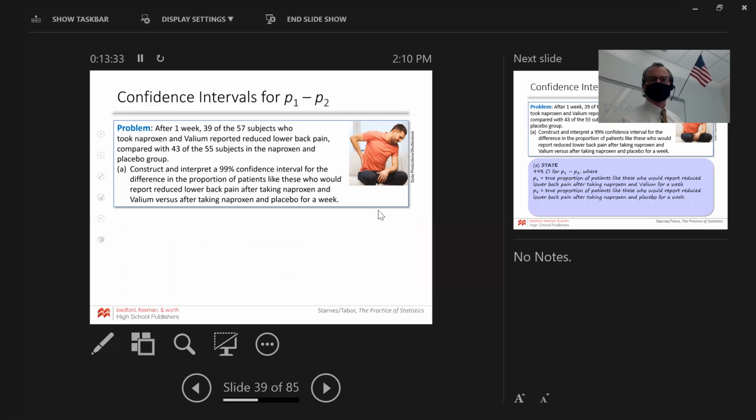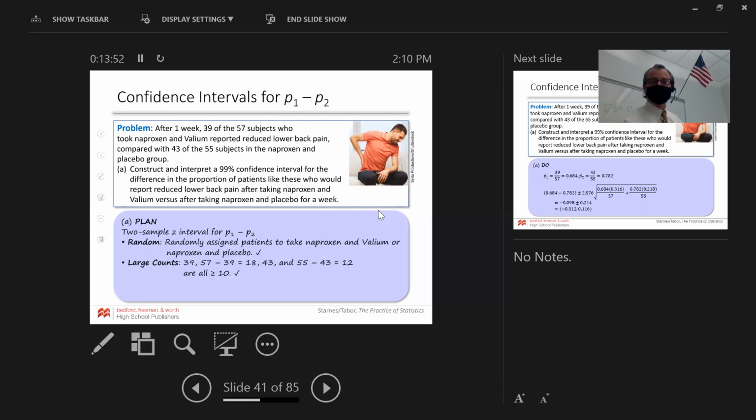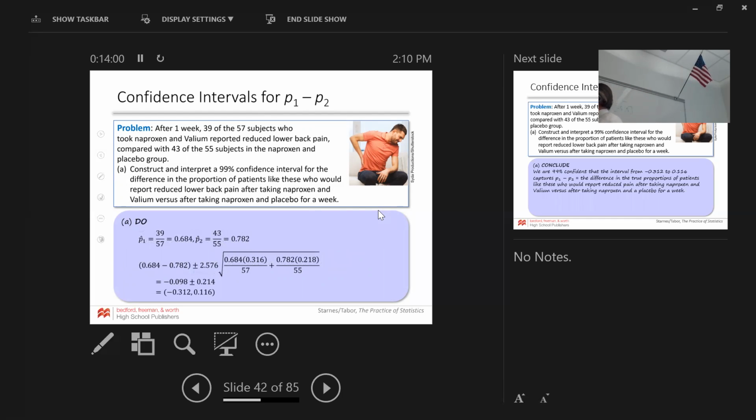So what happened? 39 of 57 subjects who took the treatment reported lower back pain. 43 of the 55 in the placebo group, less back pain. So what did we get? Well, actually, if you look at this, you can tell that the placebo worked out fine. So here is your confidence interval. You're 99% confident that the difference in proportions is in there.